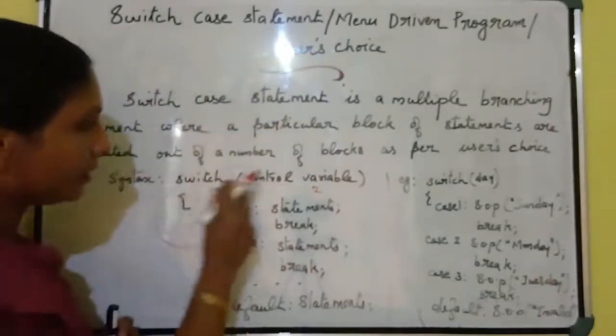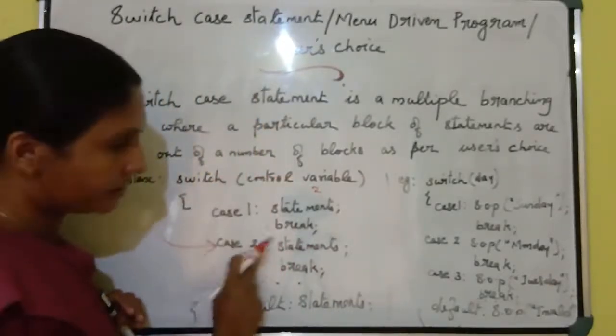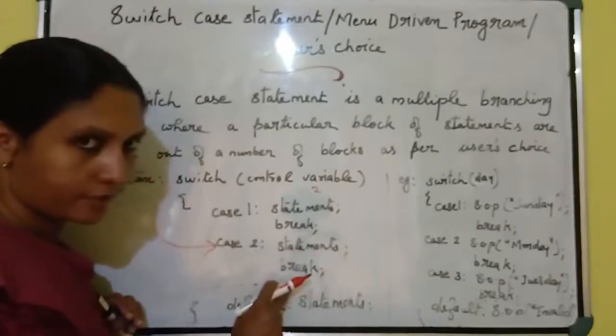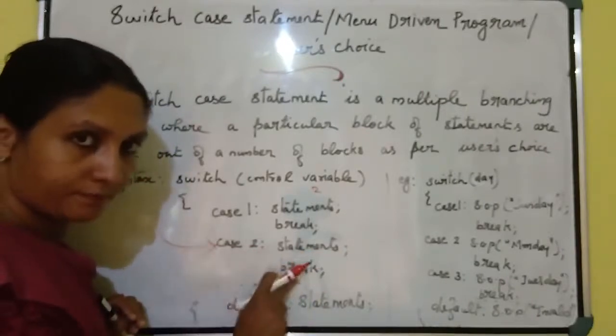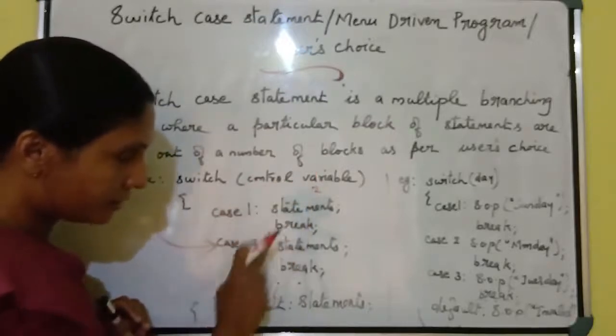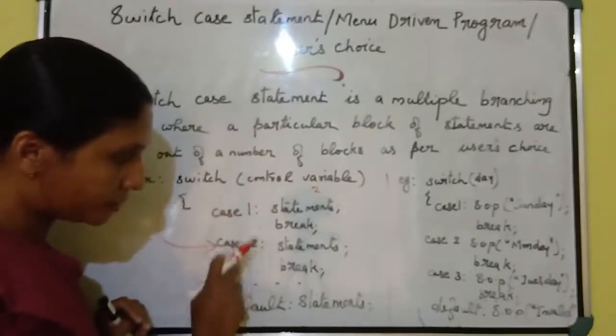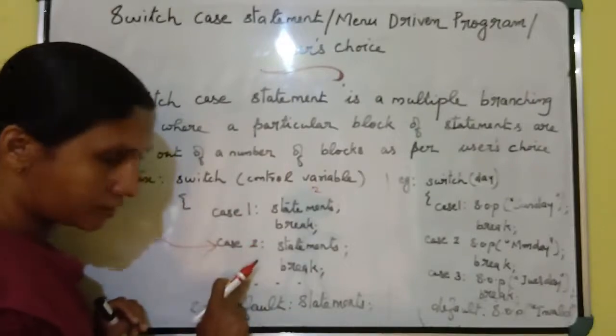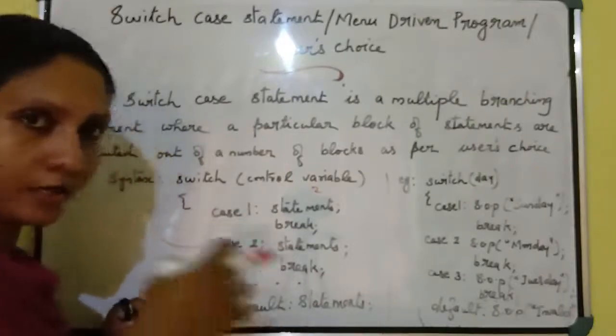If this control matches this case, it will execute this one. After that, it will break the program. And if this control variable is not matching these two, again it will check the next case. Like that, it will continue.